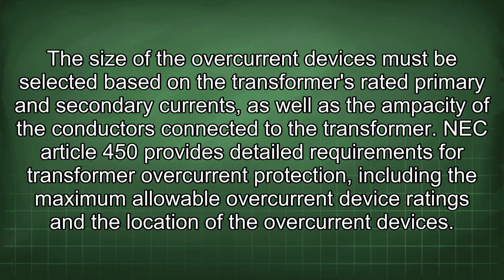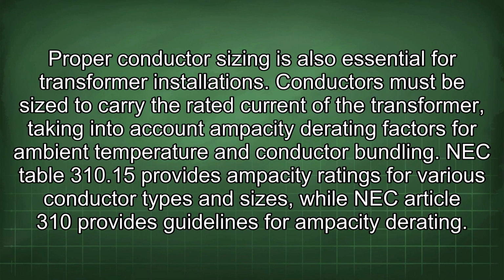The size of the overcurrent devices must be selected based on the transformer's rated primary and secondary currents, as well as the ampacity of the conductors connected to the transformer. NEC Article 450 provides detailed requirements for transformer overcurrent protection, including the maximum allowable overcurrent device ratings and the location of the overcurrent devices. Proper conductor sizing is also essential for transformer installations.